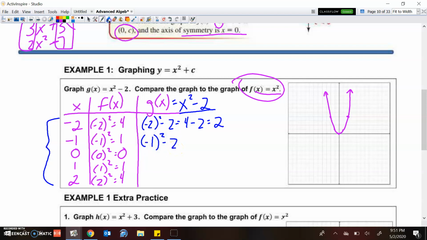So what I'm doing each time is I'm just taking this function here that they're giving us, and in place of x, I'm putting this x value, and now I'm doing this x value, and then I'll continue with the remaining 3.